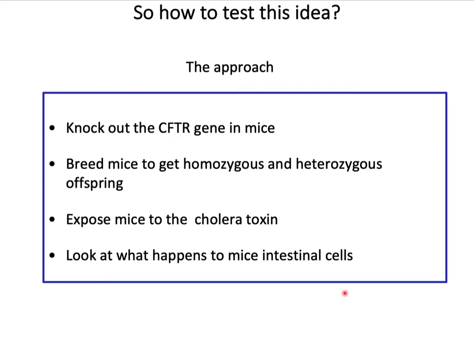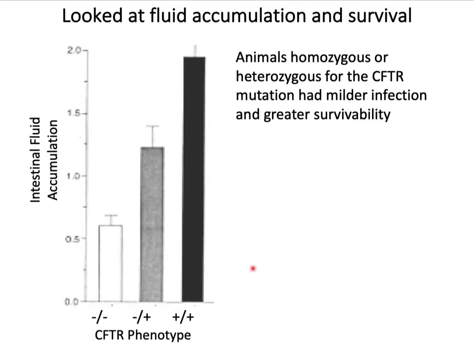This was the approach that the scientists took. They knocked out the CFTR gene in a mouse model. They then bred those mice to get both homozygous and heterozygous offspring. Then they exposed the mice to cholera toxin, and looked at what happened to the mice, how sensitive they were to cholera toxin, and what happened to those intestinal cells. So here is the data from the experiment.